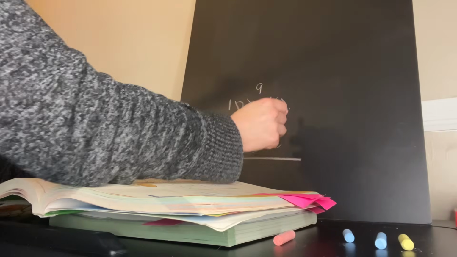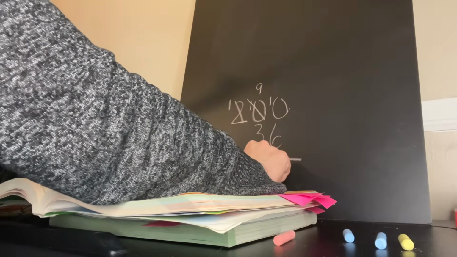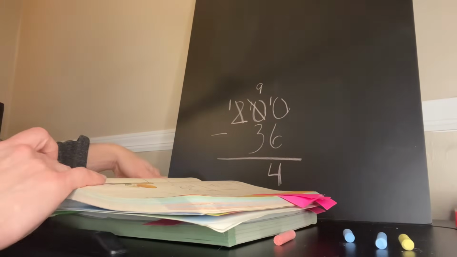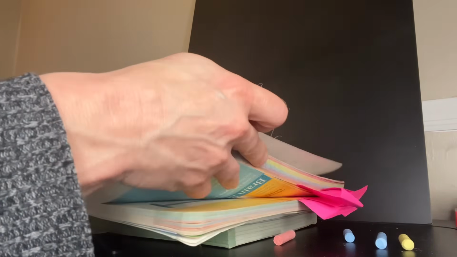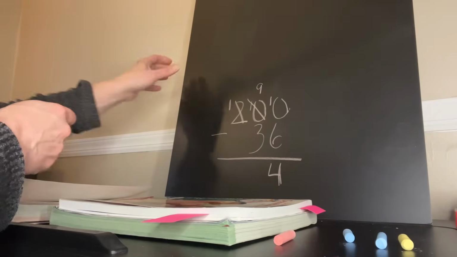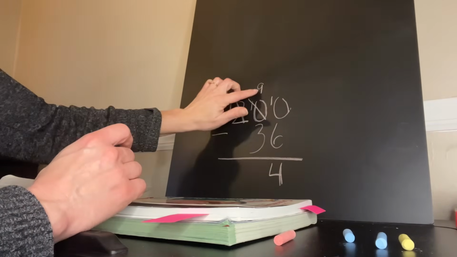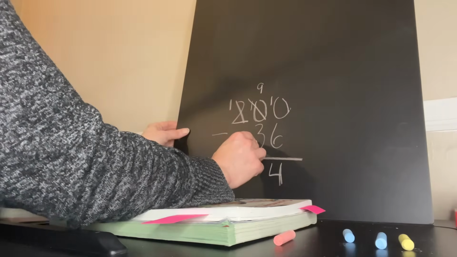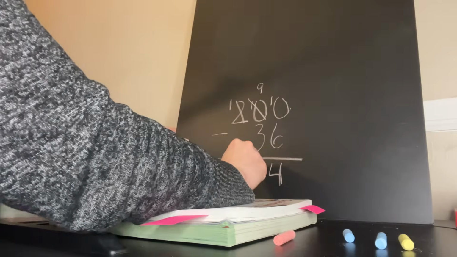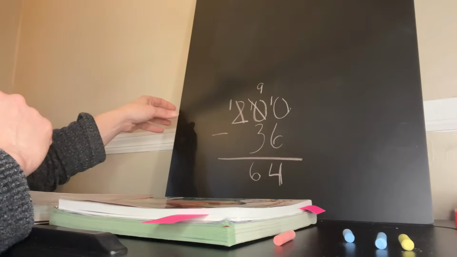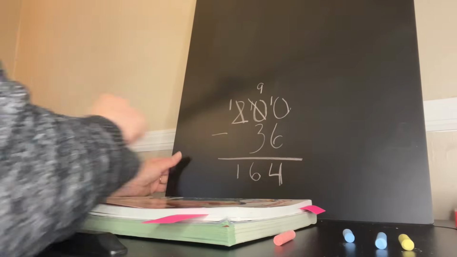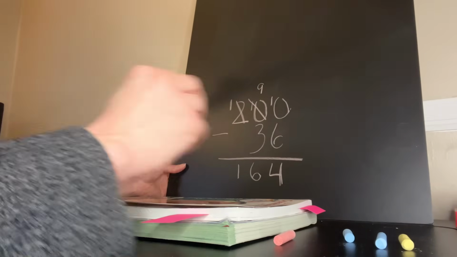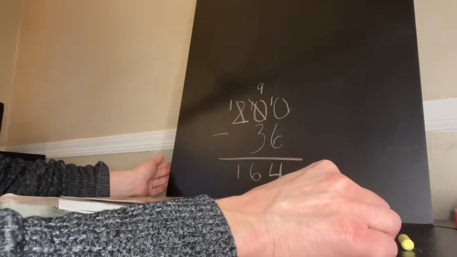We have 10 minus 6 is 4. All right, so let me move this out of the way. And we have 9 minus 3, and that is 6. 1 minus a 0 is 1. All right, so I think you feel comfortable with this now. Okay.